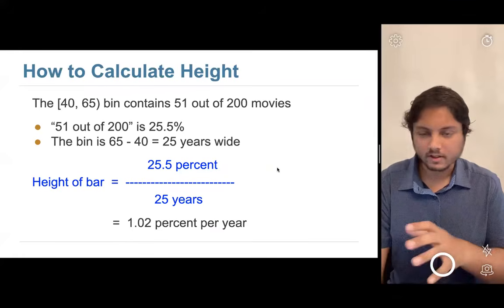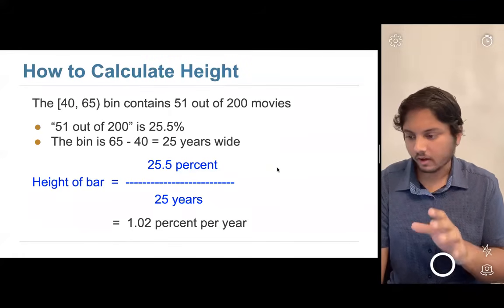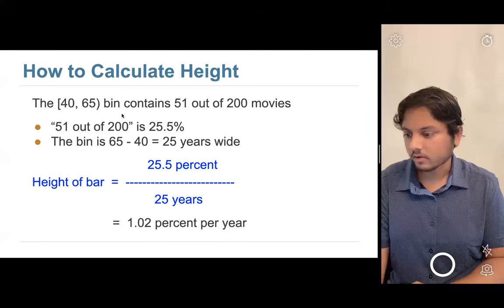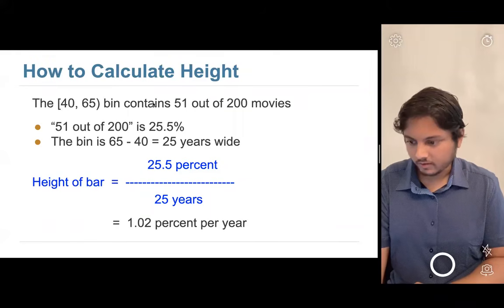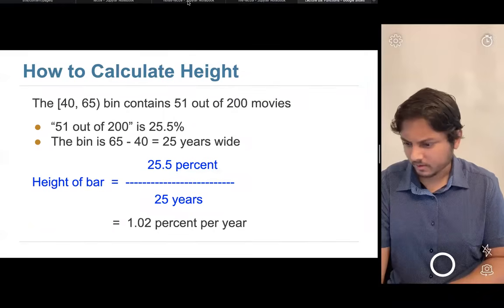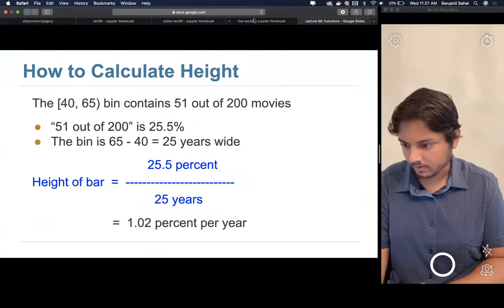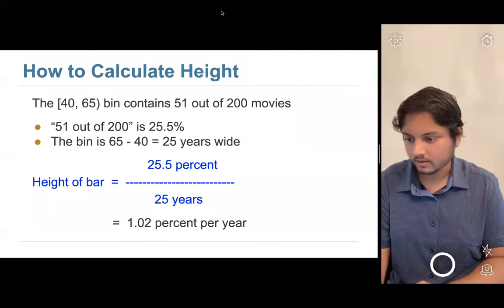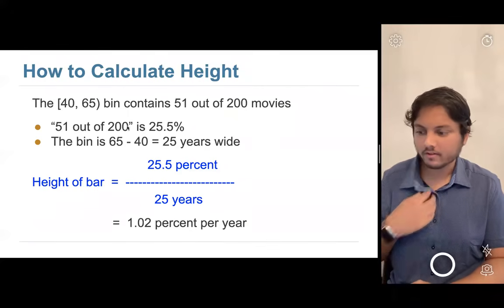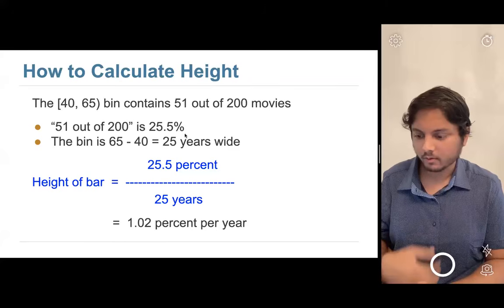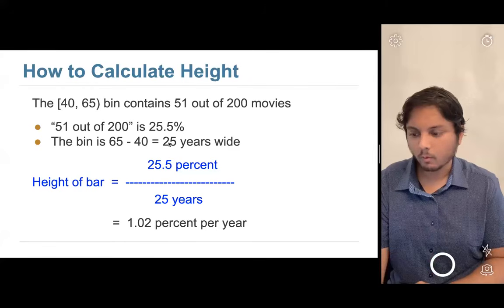But let's review this, because this is a little bit more important: figuring out how to do it for one bin. In this case, the 40 to 65 bin contains 51 out of the 200 movies. And so that's 25.5%. I'm not sure why we're getting 26 up here. Maybe there's some strange rounding thing that I did by accident. But we have 51 out of 200, 25.5%. And then the width is 25 years wide. So the height of the bar is just the area divided by the width.